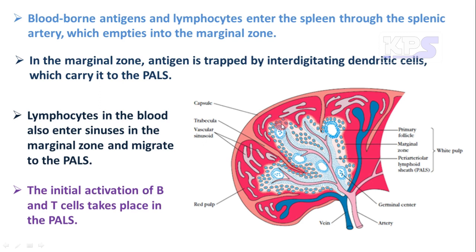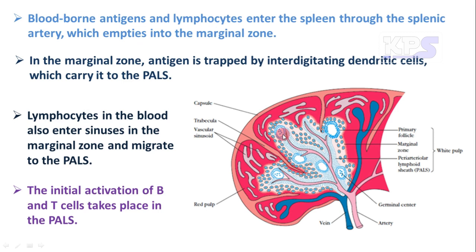After activation, they undergo proliferation, then differentiation. These are the different processes in the adaptive immune response, and they will be studied in detail in later chapters. So the development of an adaptive immune response starts here, when the antigen enters the spleen and encounters the B and T cells at the PALS region of the spleen.